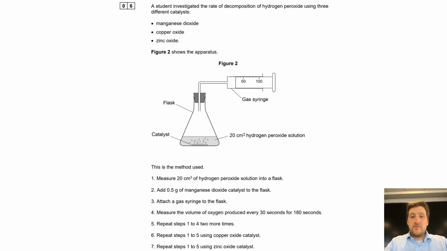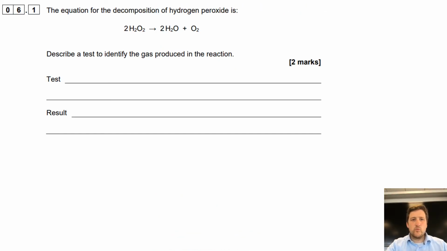Okay, lovely long method, big diagram. With a question that has this much text in it, they're going to ask you about quite a few different aspects of it. Okay, we have 6.1. The equation for the decomposition of hydrogen peroxide is, describe a test. Lots of tests in this test. So we have a test for the gas produced.